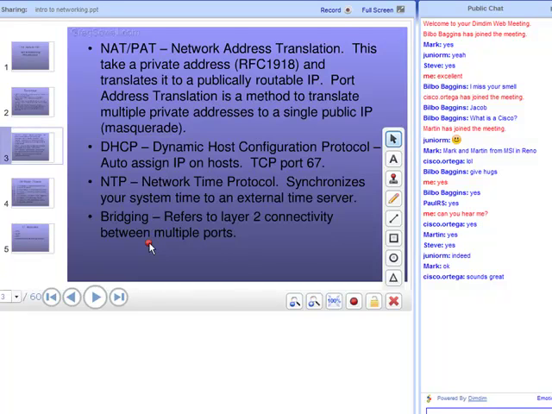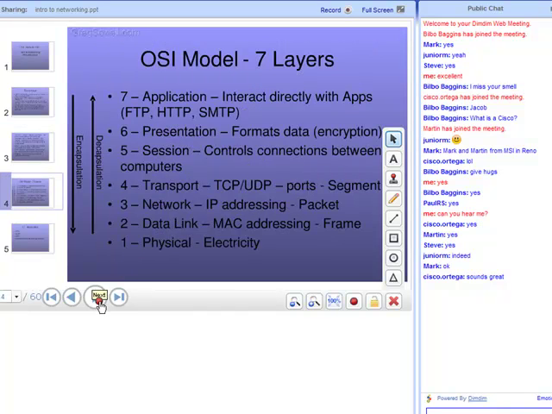Bridging, that's going to refer to layer 2 connectivity, connecting different LAN segments together. We'll talk about that a lot more in depth when we hit that portion of the class. The OSI model, as promised.